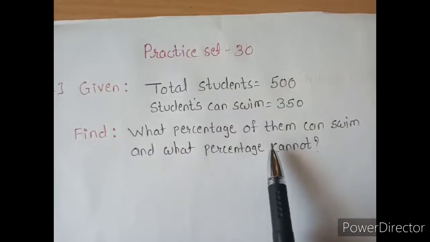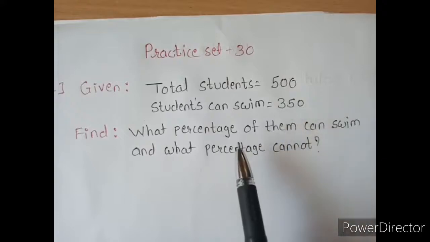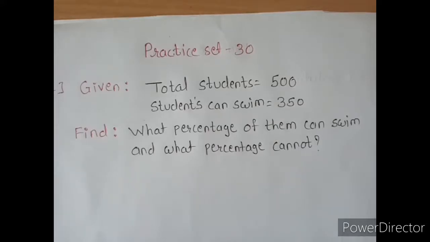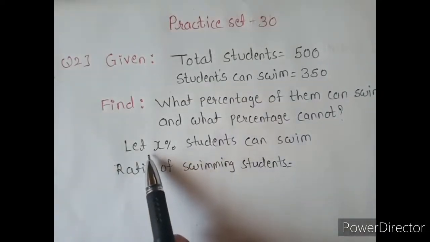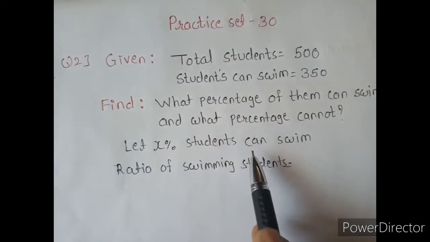In this example, the number of students who can swim is given, but the percentage is not given. So that percentage we have to calculate. So take a letter instead of the percentage. Write down, let X percentage of students can swim. So here we have written, let X% students can swim.